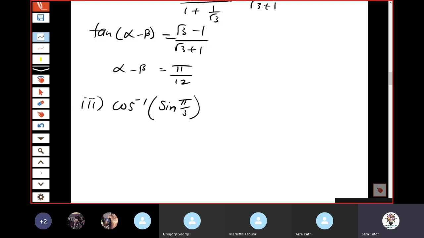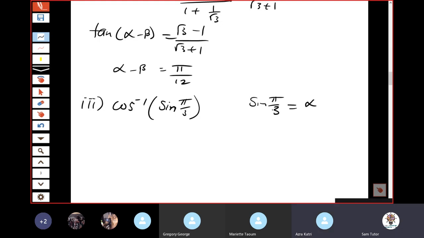So what you're going to do is let the inside be an angle. You would say sine pi on 3 equals, tell me. Alpha. Alpha. All right.